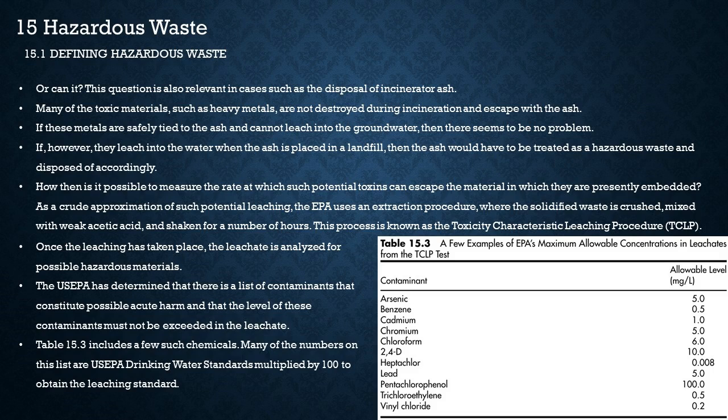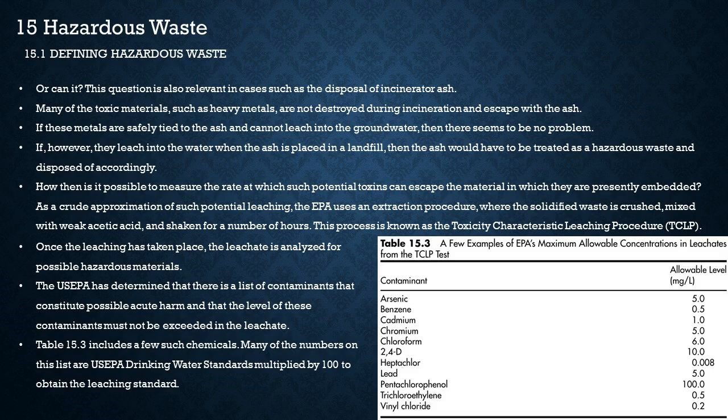How then is it possible to measure the rate at which such potential toxins can escape the material in which they are presently embedded? As a crude approximation of such potential leaching, the EPA uses an extraction procedure where the solidified waste is crushed, mixed with weak acetic acid, and shaken for a number of hours. This process is known as the toxicity characteristic leaching procedure, TCLP. Once the leaching has taken place, the leachate is analyzed for possible hazardous materials.